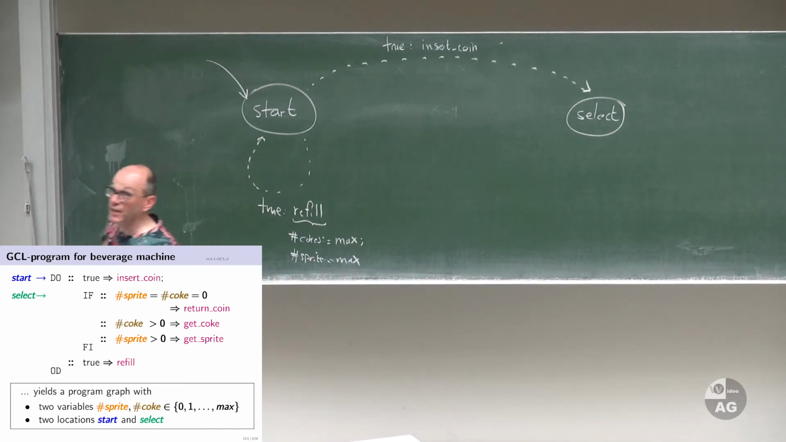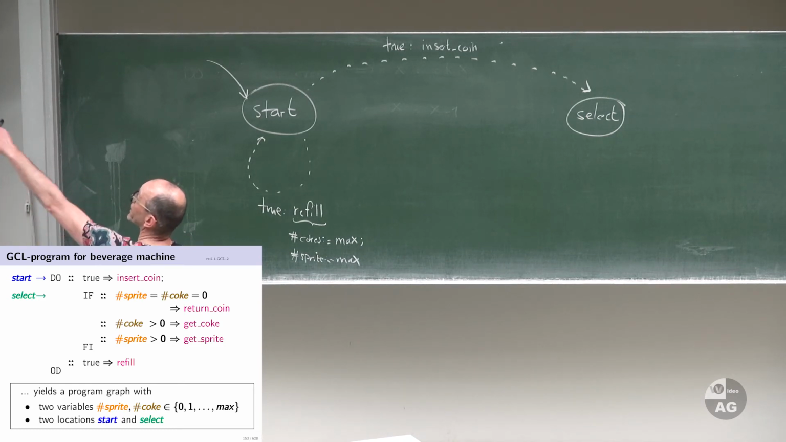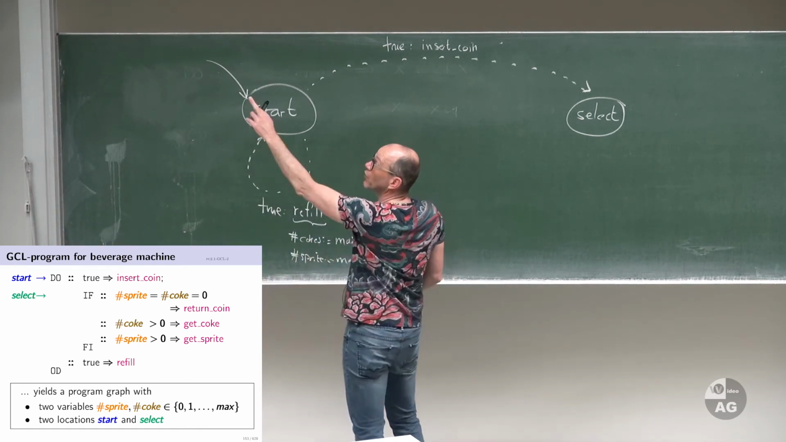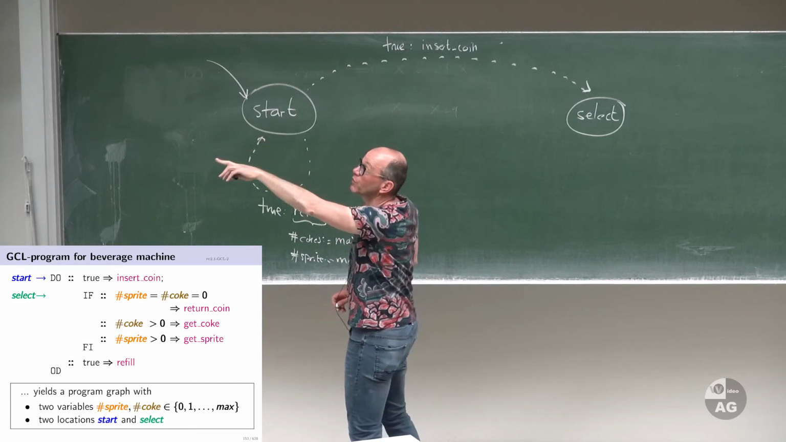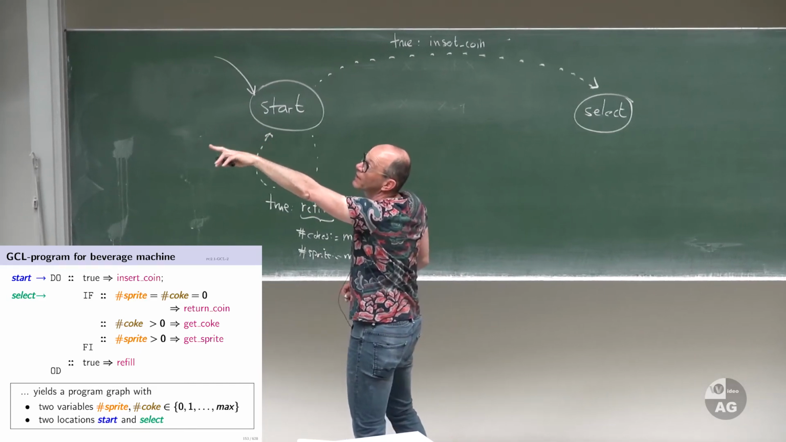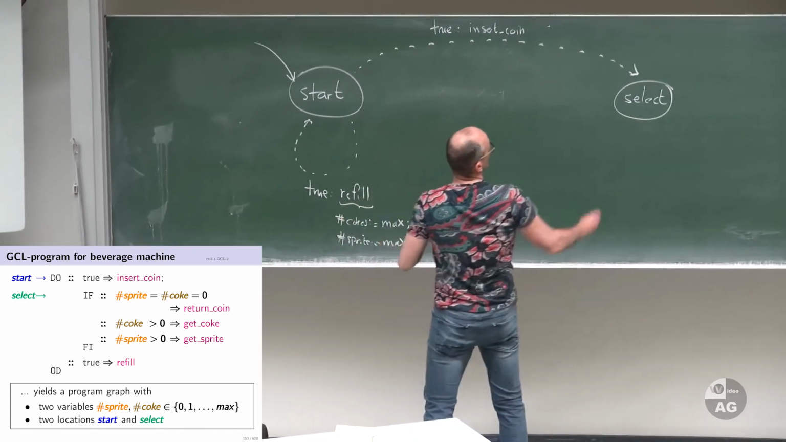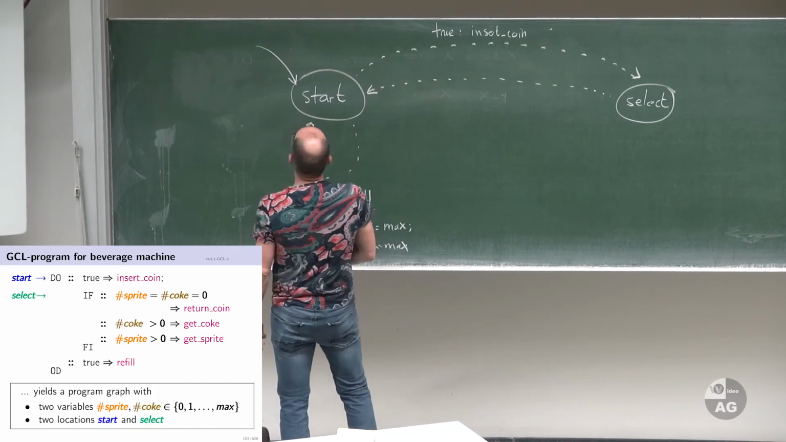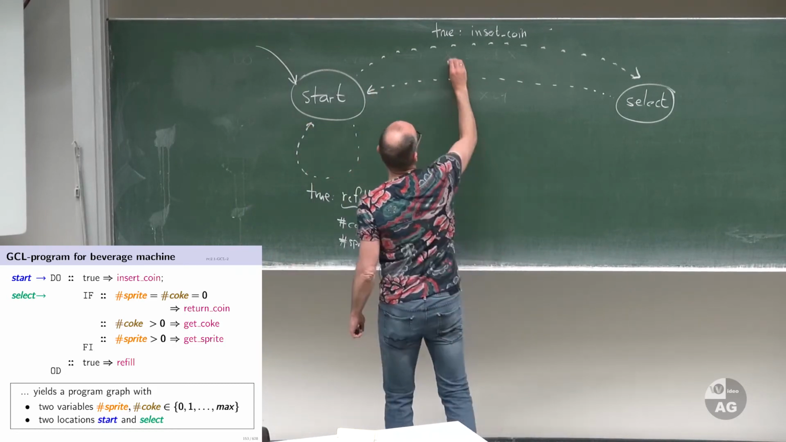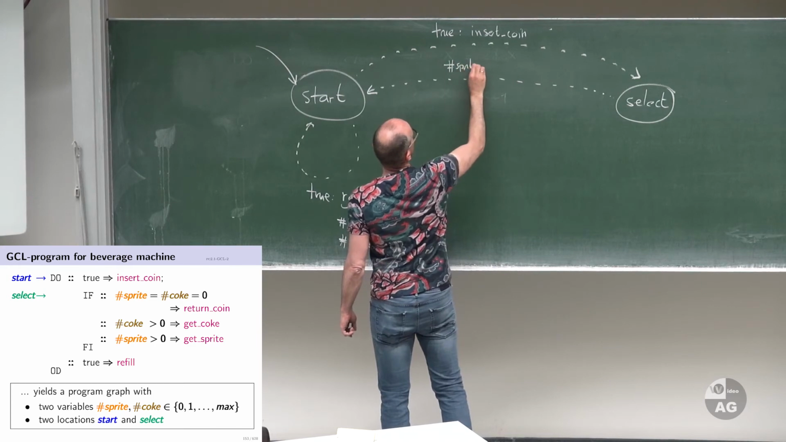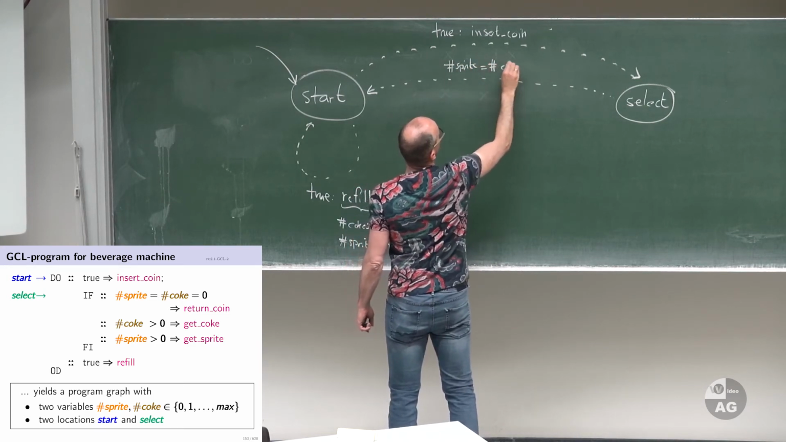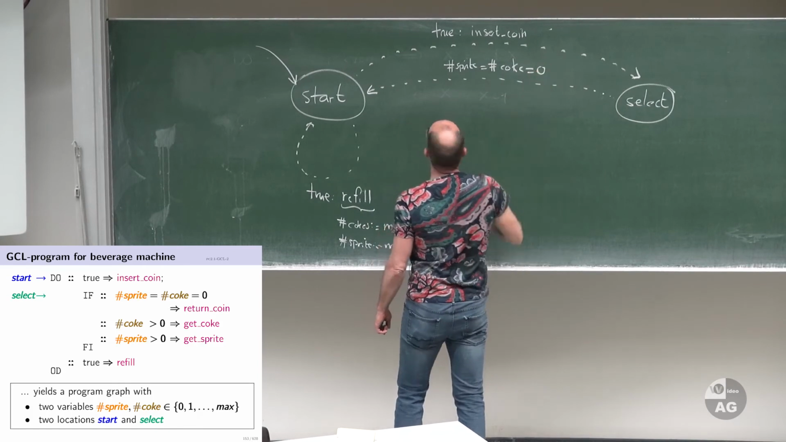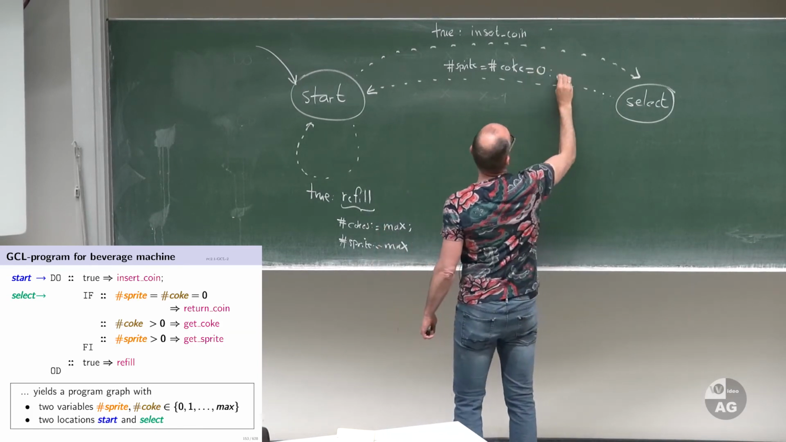Select corresponds to the if statement, the innermost if statement. What can you do with the innermost if statement? Well, if the number of Sprite and the number of Coke bottles is zero, we return the coin. And where do we move? We move to the start location because we will quit the if-then-else statement and we go to the outermost while loop. In terms of my program graph, it means I will have an edge going back here. And this edge is labeled by number of Sprite equals number of Coke equals 0. And what do I do? I do the action return coin.